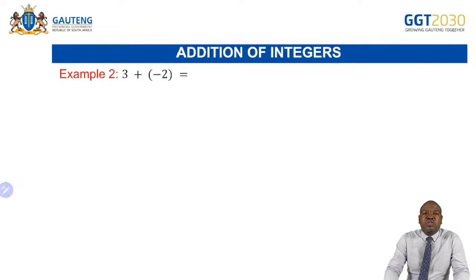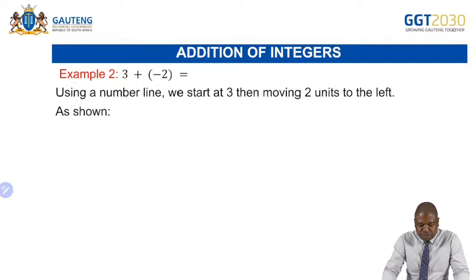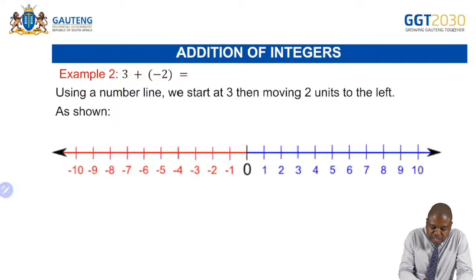Now, I would like us to add the following. 3 plus negative 2. 3 plus negative 2, using a number line, we start at 3. And then move 2 units to the left. Why do we have to move 2 units to the left? Because of this negative sign there, right?